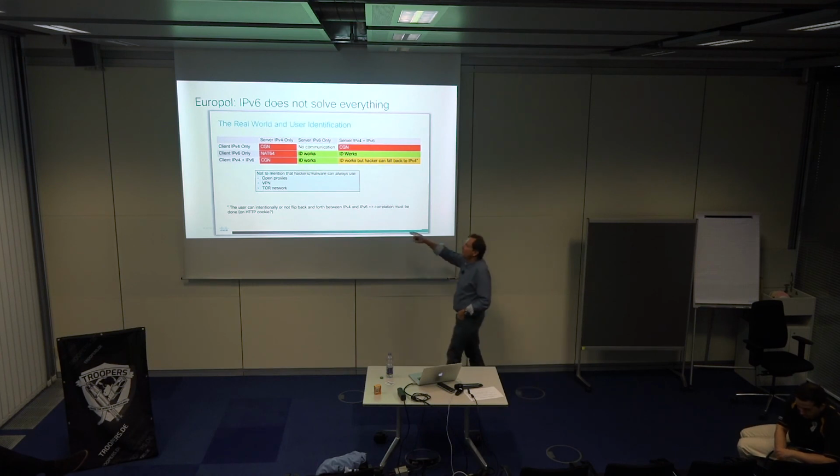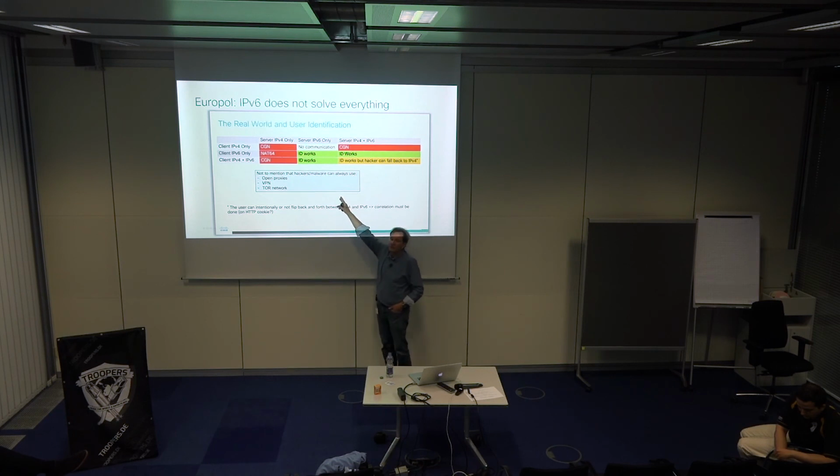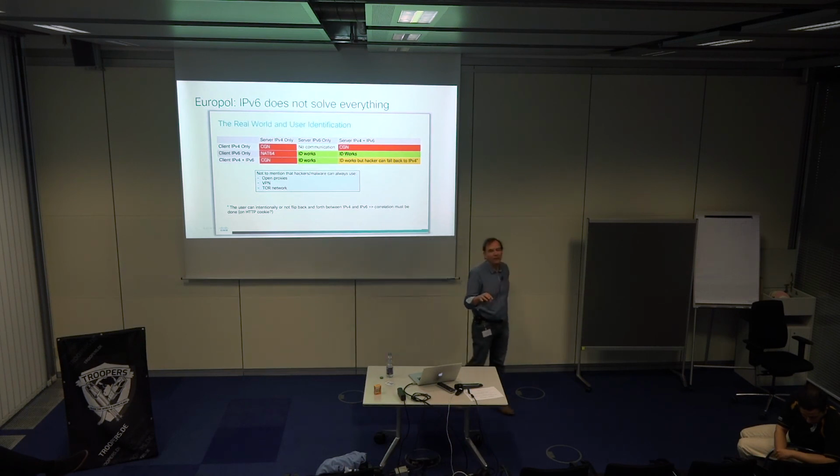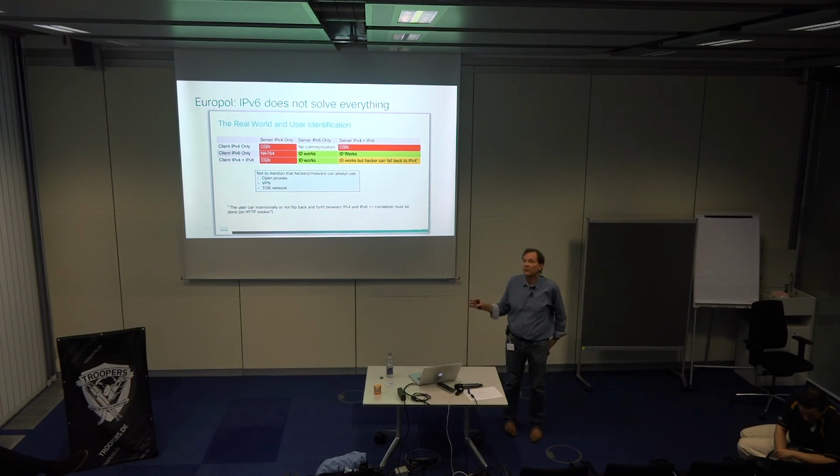But again, don't forget this, right? VPN, Tor network, open relays are still there over v6. So the bad guy that wants to escape the police can also always do it. We are only catching there the stupid guy. Okay. This was my main message here.